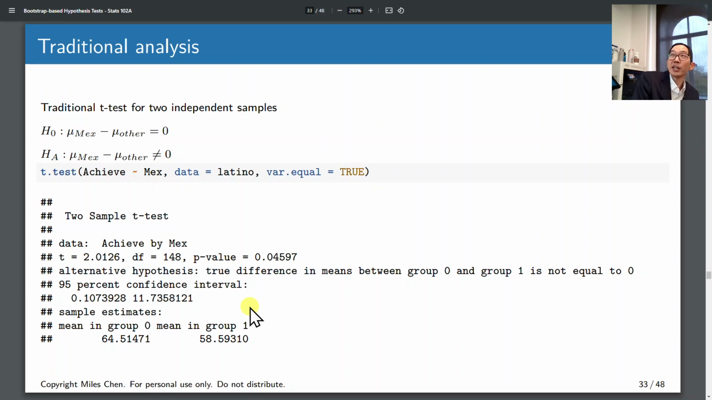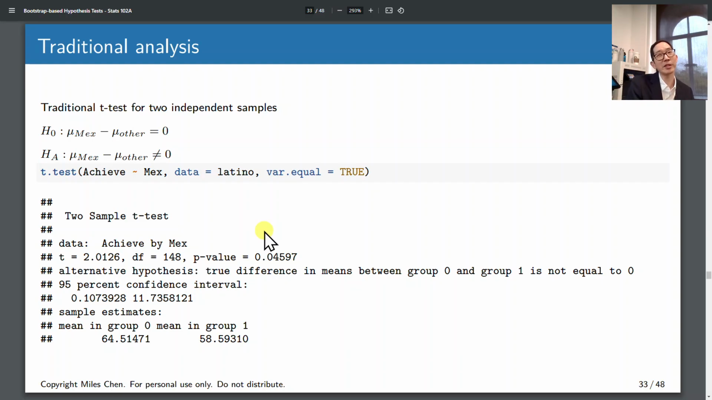The traditional analysis, we'd probably do a t-test. We would do a t-test to compare the means of two independent samples. Your null hypothesis would be that the mean for immigrants coming from Mexico versus the mean for immigrants from other Latin American countries, that there's no difference between them, that the difference between them is 0. And the alternative is that there is a difference.